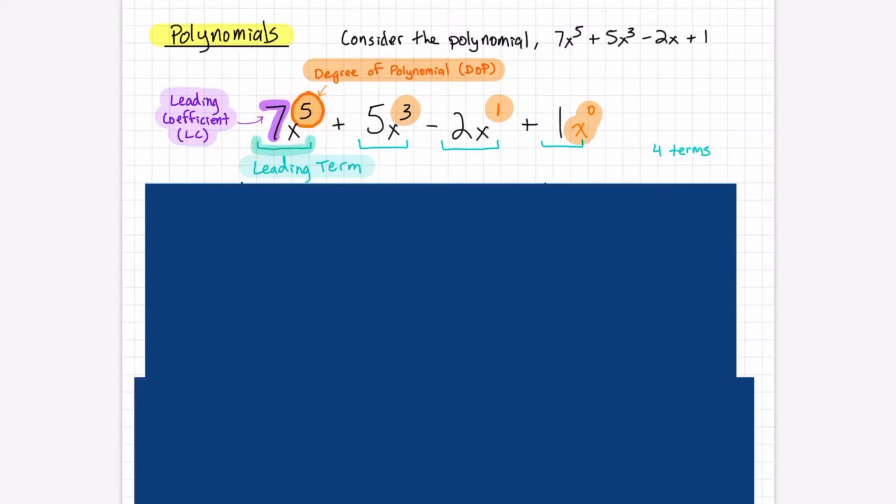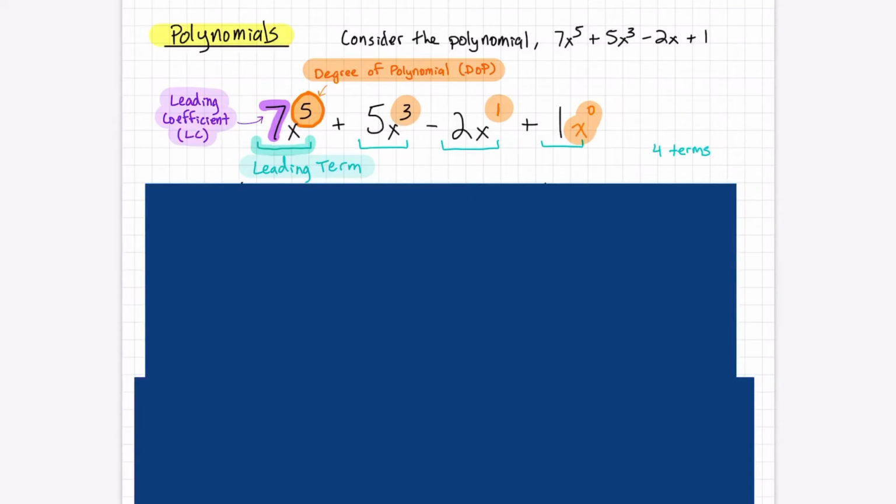Now, specifically, we call this first term the leading term because it's like they're in a line and it's the one that's in front. It's the leading term. The coefficient, the number that is in front of the variable, is what we call the leading coefficient. That's going to be an important number in a minute when we're dealing with our end behavior.